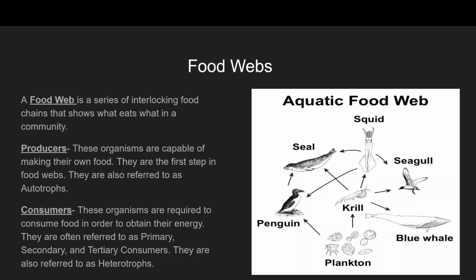Well, if you said an organism that has to eat food manually, you would be correct. So all of these organisms, other than the plankton in our food web over here on the right, are examples of heterotrophs, because the penguin has to go out and hunt for those plankton to eat. The seals have to go hunt for penguins, and the squids have to go hunt for seals. They have to go out and physically find these things and eat them and digest them to get energy.